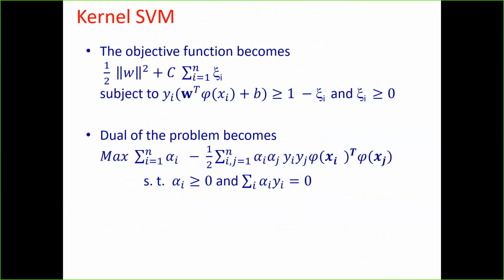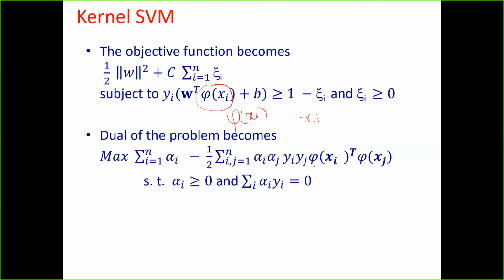Extending it to the kernel function is the same, because instead of taking xi, now you are taking the transformed xi, which is a function of xi, psi of xi. Earlier you were just taking xi. In place of that, you just take the transformed xi. Similarly, the dual problem is also the same.